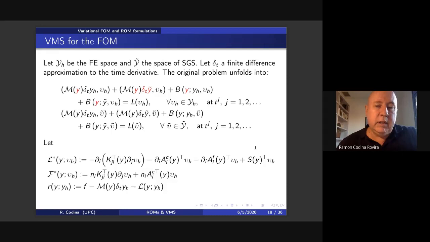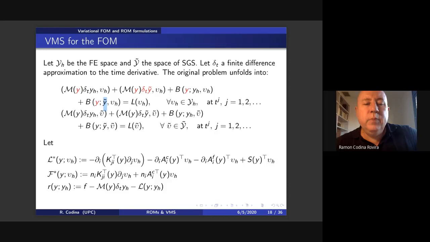So let me explain a little bit what the variational multiscale method is for the full order model. What is the idea behind it in the case of the finite element method? We consider that Yh is a finite element space, and Y tilde is the space of subgrid scales. Let me replace the time derivatives by a discrete finite difference approximation, although this is not very important. The idea of the variational multiscale method is to split the unknown into one component, Yh, and another one, Y tilde, and split the test functions likewise.